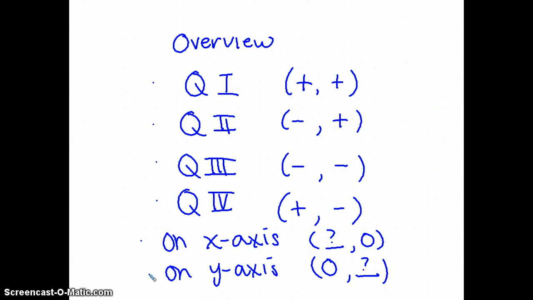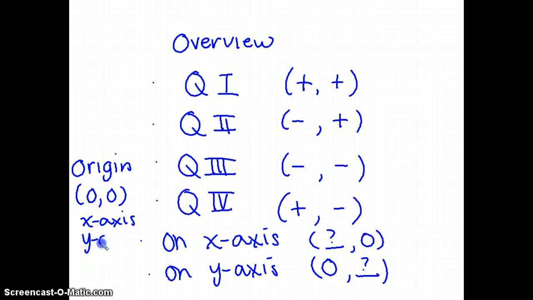We also have one other unusual point, and that is the origin. And the origin, if we remember, it is at 0, 0. The origin will be both on the x-axis and the y-axis. So that is the one point that could share both of the axes for a place.